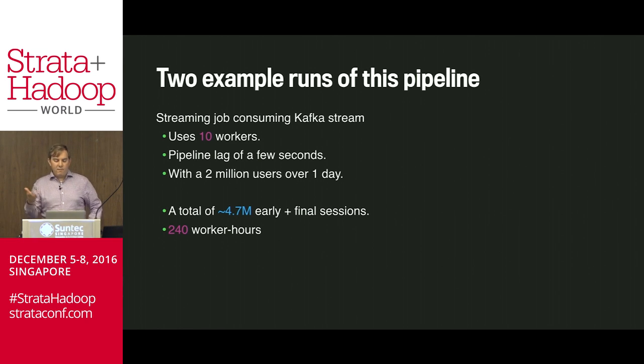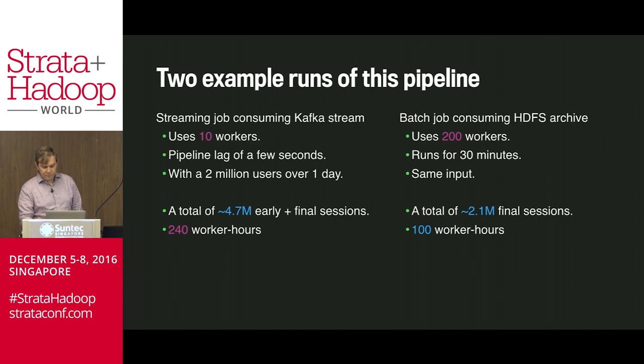I get a pipeline lag of a few seconds. If I have a couple million users over a day, some of whom come back for repeat sessions, and I'm getting speculative results so my analysts can take action on this, maybe I'm producing, you know, 4.7 sessions total among early and final results. Because I use 10 workers over the course of the day, that uses 240 worker hours.